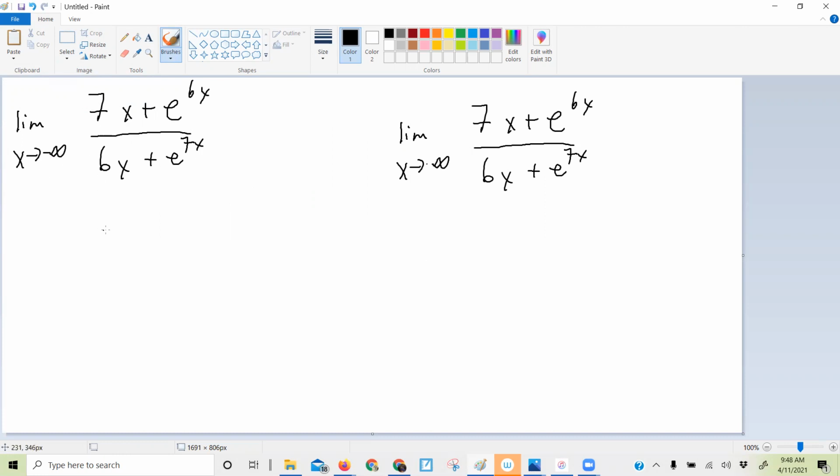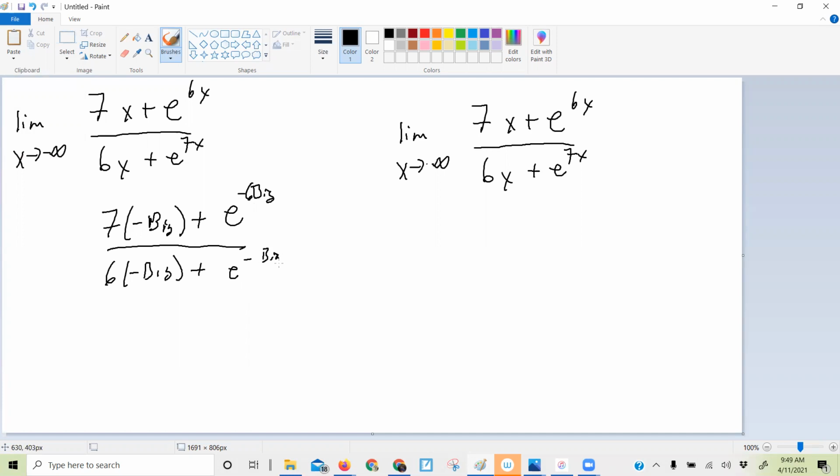Let's drop in a very negative number, a large negative number. It's small, I guess, but really distant from 0. So 7 times that negative big number plus e to the negative big number, over 6 times that negative big number plus e to the negative big number. I don't even think I need to worry about that in this case.